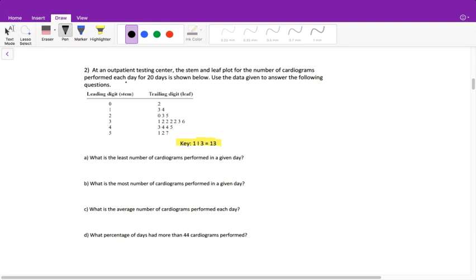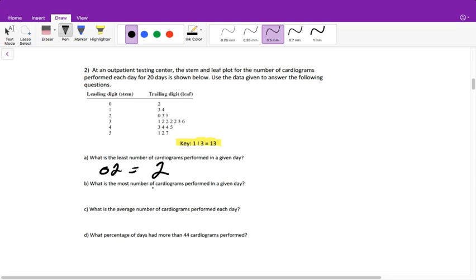All right, so it says, at an outpatient testing center, the stem and leaf plot for the number of cardiograms performed each day for the 20 days is shown below. Use the data given to answer the following questions. What is the least number of cardiograms performed in a given day? Well, our smallest stem is 0, and it has a smallest leaf of 2. Since our key tells us the stem is the tens and the leaf is the ones, that means it's 02, or you can just say 2. So the least amount of cardiograms performed on a given day is 2.